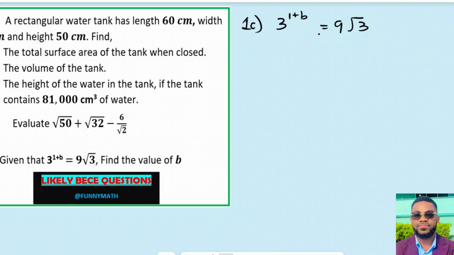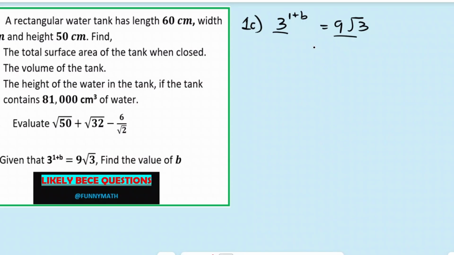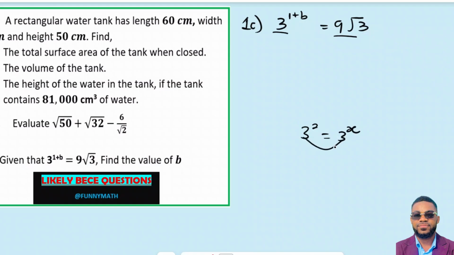And for exponential equations, always think of making the bases the same. And you know that when the bases are the same, then automatically the exponents will be the same. So we have an expression like, let's say, 3 exponent 2 equal to 3 exponent x. You see, the bases are the same, so you can conclude that the exponents are also the same. So that means x will equal 2. That is the idea that I'm going to use here. So you have to simplify this expression in such a way that the bases will be the same. So let's do that right now.